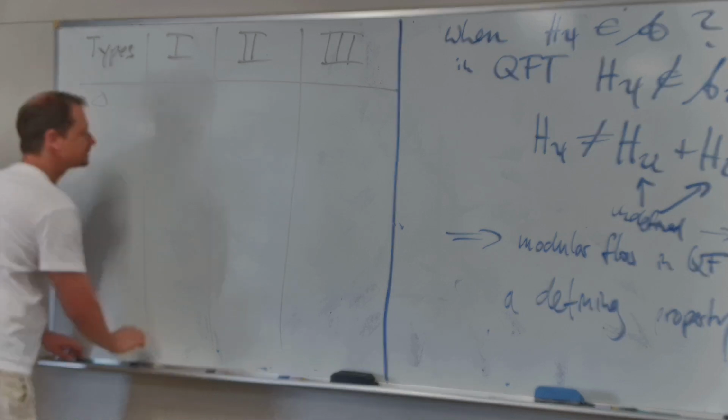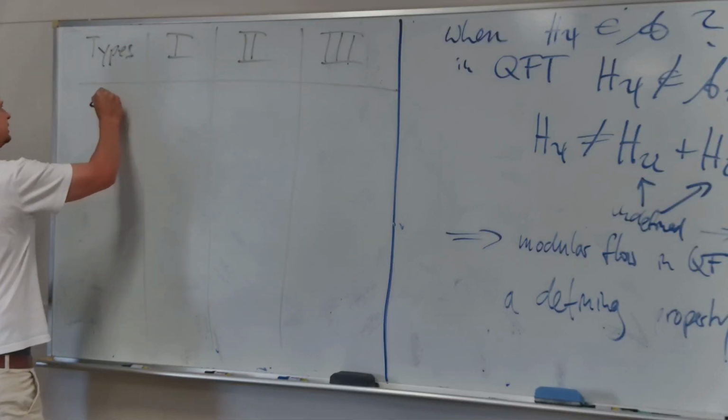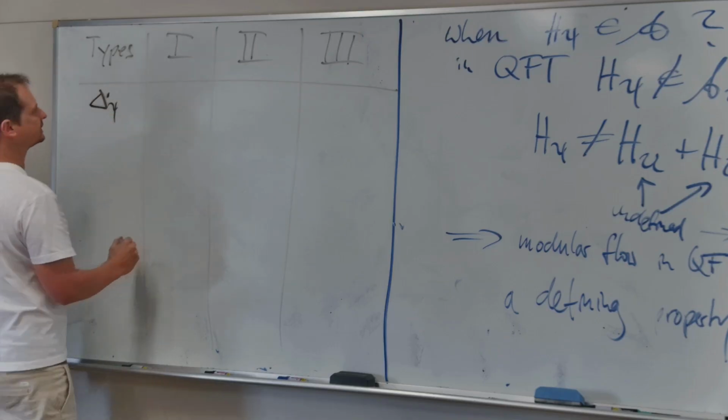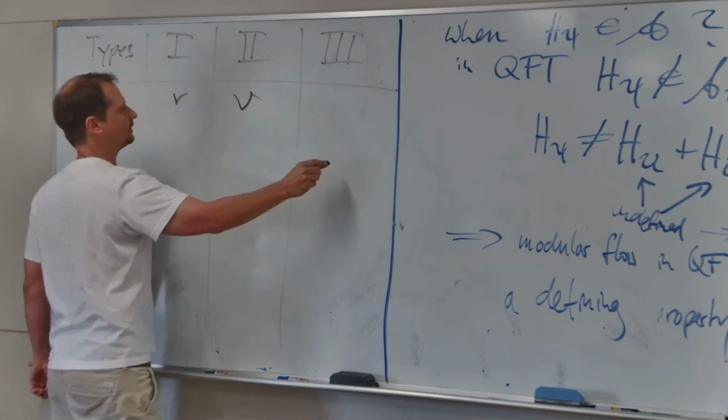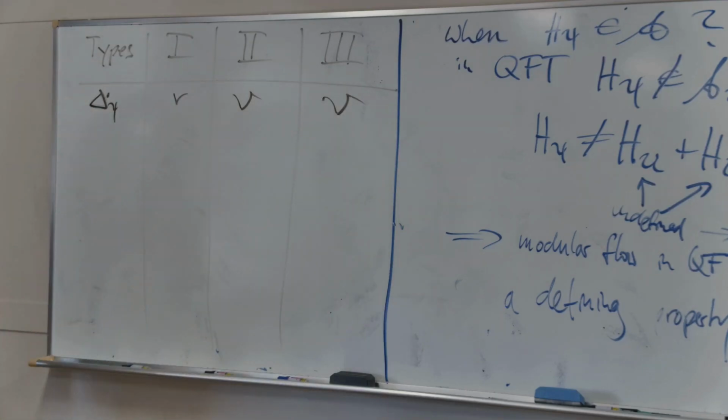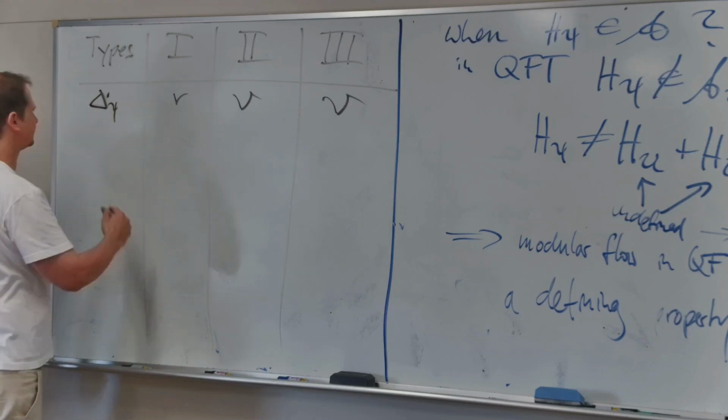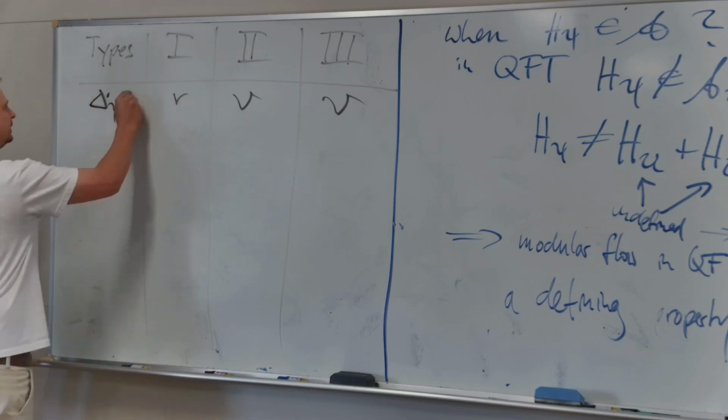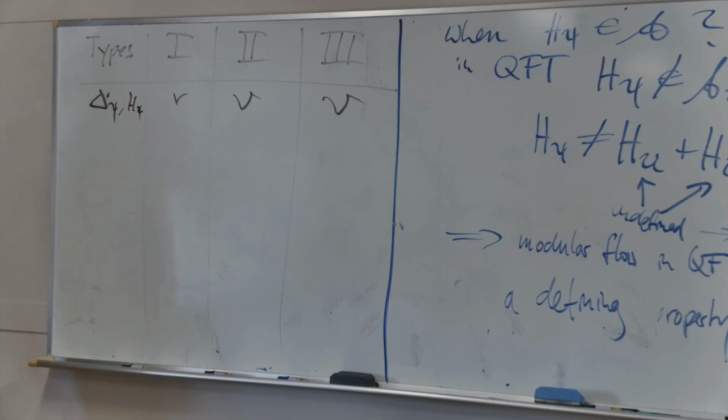Okay, I guess you can't read this. So modular Hamiltonians, do they exist? Yes, they exist in all of them. So cyclic separating vectors, all that stuff makes sense. So this can exist in principle in all of these.